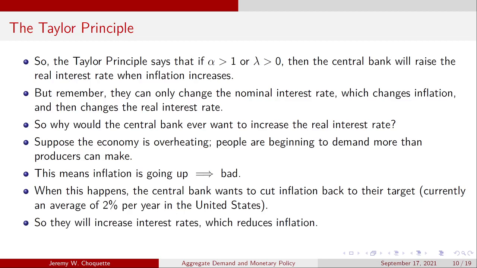So they'll increase interest rates, and when they hike up interest rates, it's going to reduce inflation, right? Because remember, they're going to move in directions here. So if we were to increase interest rates, it's going to slow the economy down a little bit. Output's going to fall, but when output falls, so does inflation. So when the nominal interest rate goes up, which is what the central bank can control, inflation's going to fall and the real interest rate is going to rise.